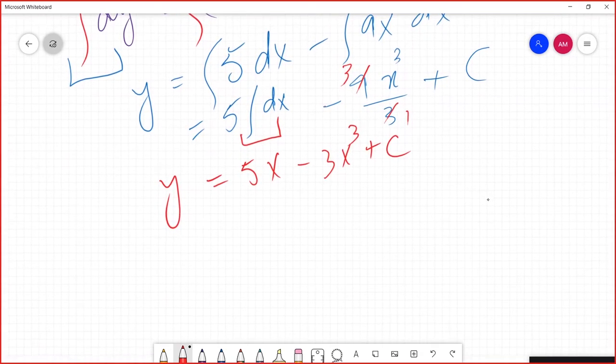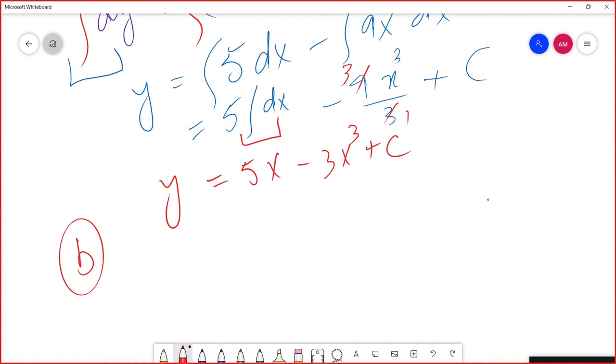So this is our first part. Now the second part, and I take another color, maybe yellow. It says find y when x is minus 1. Can you find that? You substitute in x, so 5 minus 3 plus c. Can you solve it? Okay, there is a problem. We don't have c.